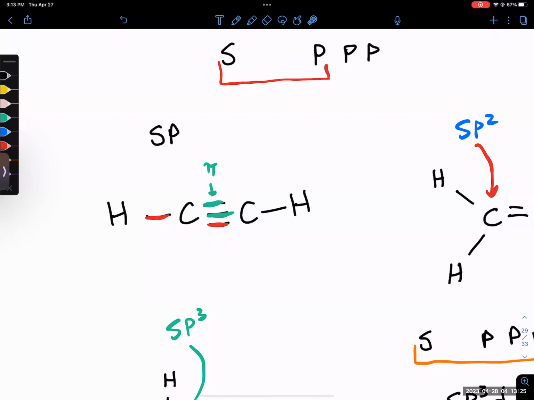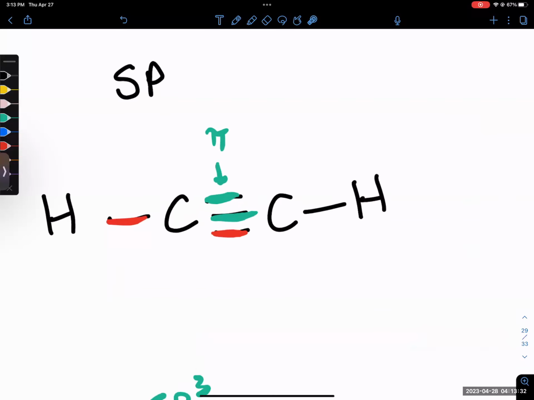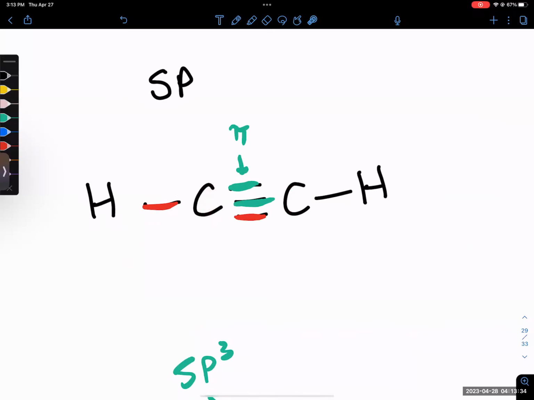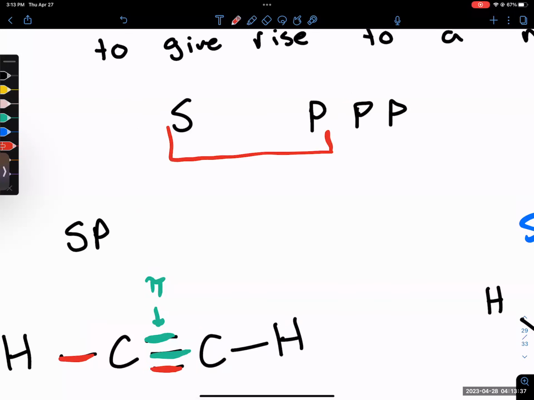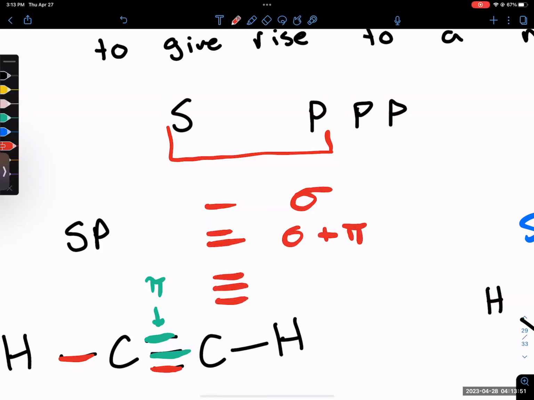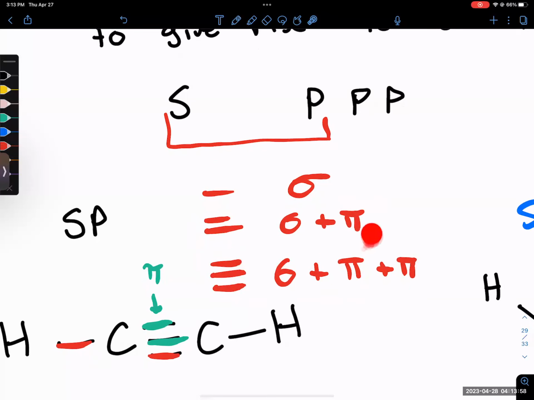You also will be asked how many pi bonds are in this molecule. We know that single bonds have one sigma bond, that's an orbital sigma. Double bonds have one sigma plus a pi bond. Triple bonds have a sigma bond plus two pi's. So this is what you need to know for this class.